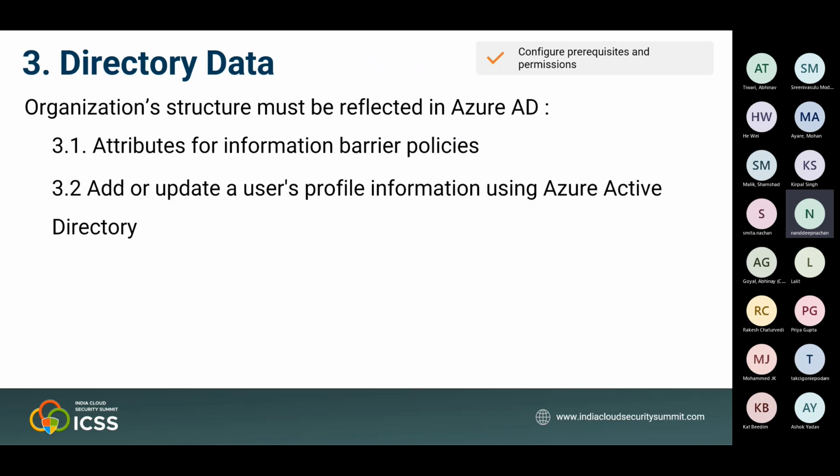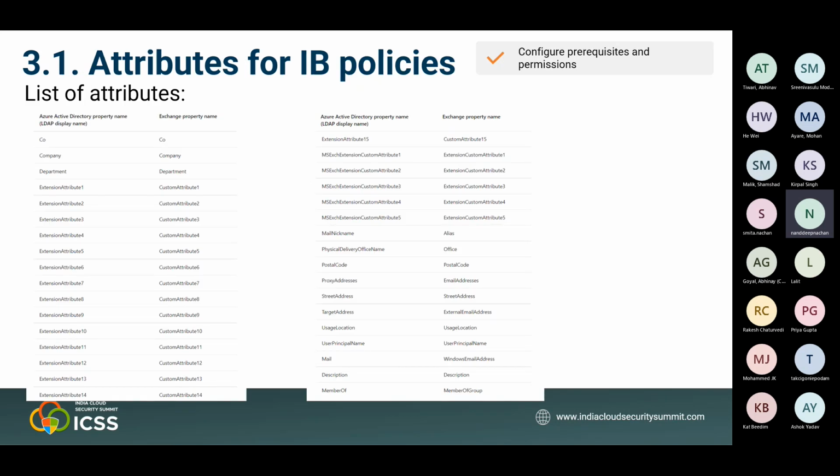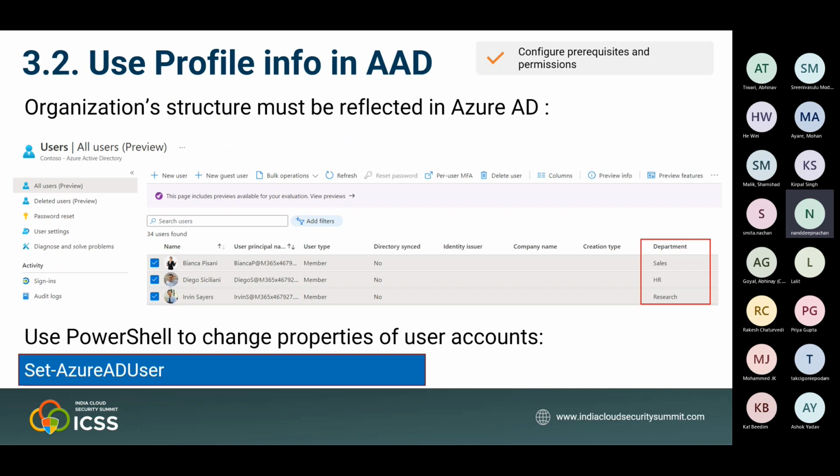Then for the directory data, the organization structure must be reflected in Azure AD by populating the correct user account attributes, for example, group membership and department name. Those should be up to date. And then the common attributes, including company, department, member of usage, location, or postal code, can be used inside your information barriers. And these are a few of the custom attributes that can also be used to define your information barriers.